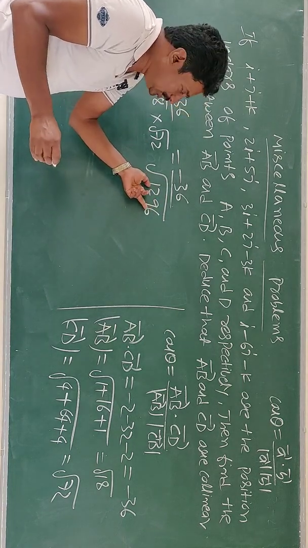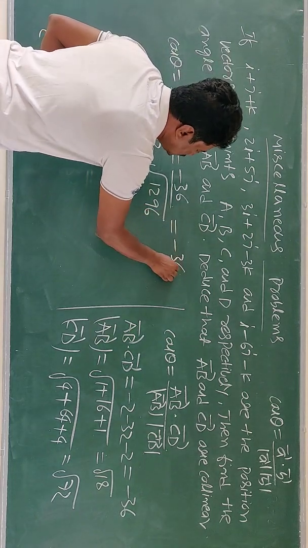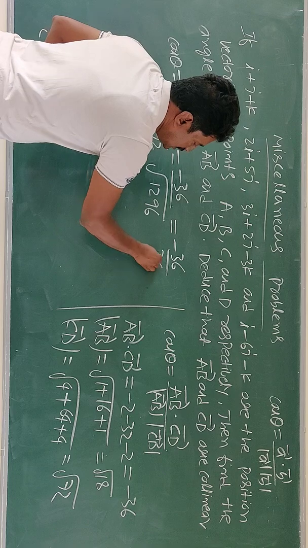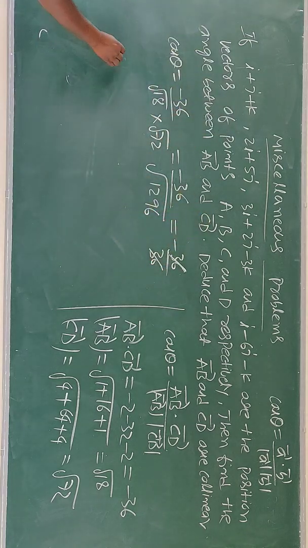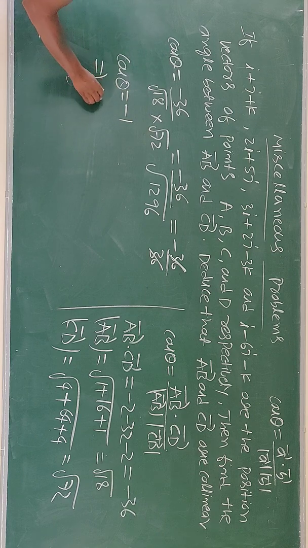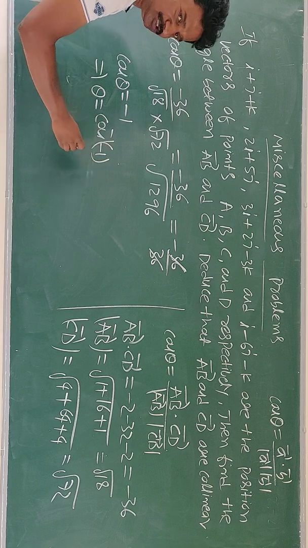Clearly, surely it is a perfect square. Tell me the root of that. So minus 36, this is a perfect square. 36 gets cancelled. Cos theta is equal to minus 1. So theta is equal to cos inverse of minus 1. How much is cos inverse minus 1?